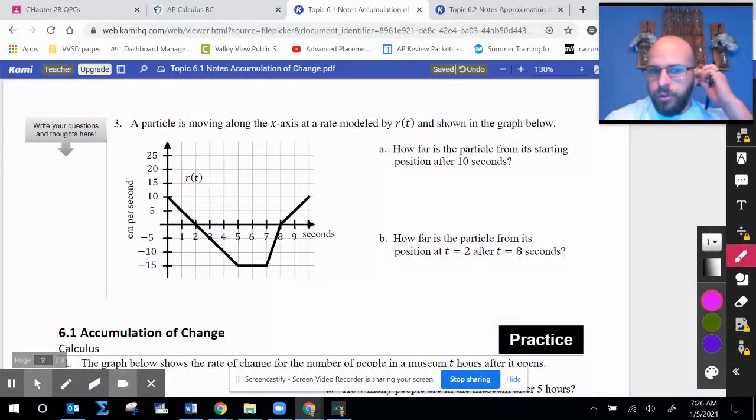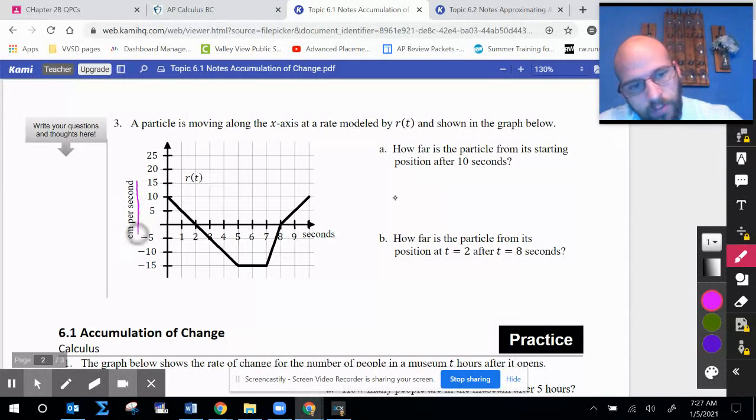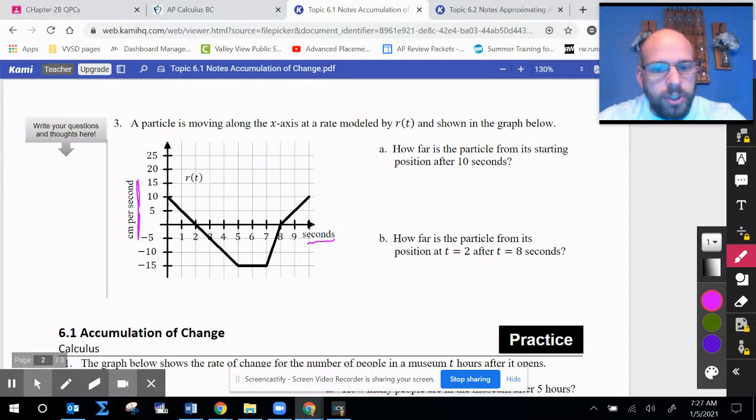So a particle is moving along the x-axis at a rate r of t, right? So this is really a velocity function, centimeters per second. I want to know how far the particle is from its starting position after 10 seconds. So if you take centimeters per second, the unit of the y value, times the unit of the x value, seconds, it just gives me centimeters. That would give me a displacement or a distance, right?